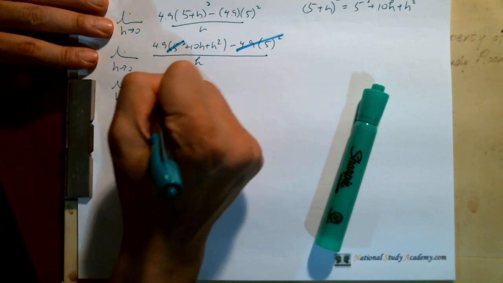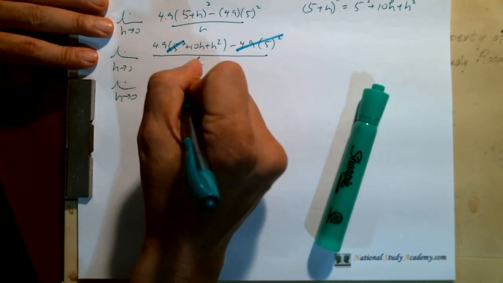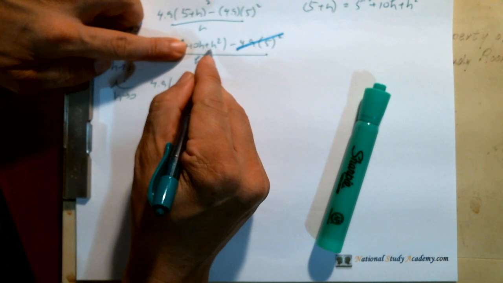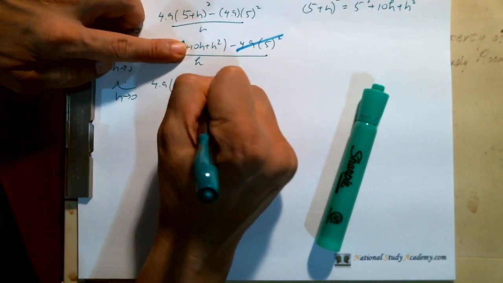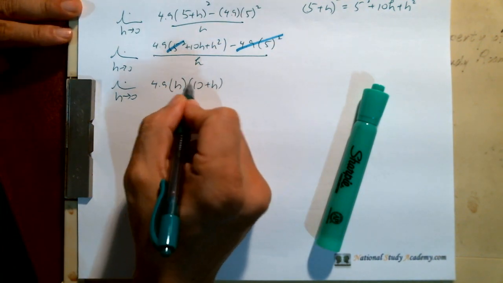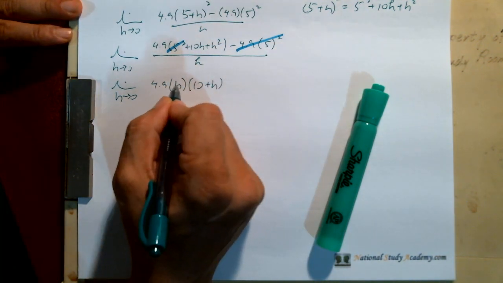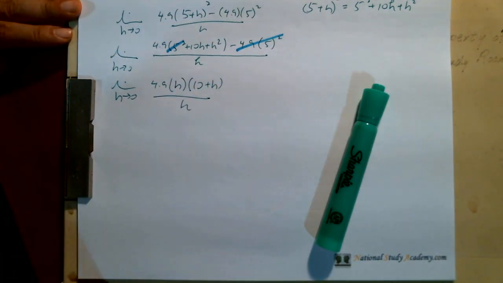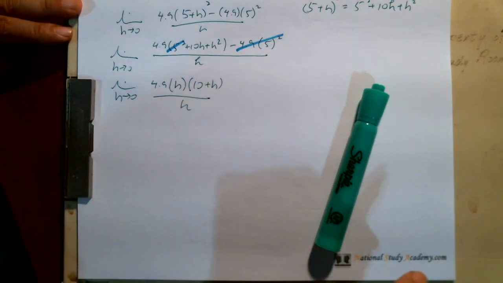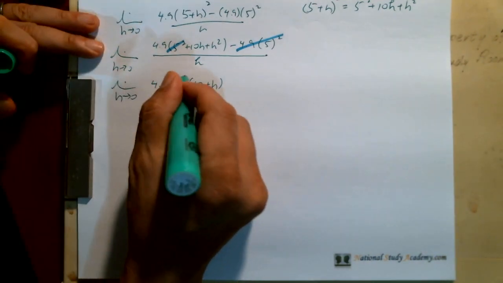So literally what you have is the limit as h approaches 0 of 4.9 times, I'm going to factor out an h here as well, h times (10 plus h). If you distribute this, you notice it's 10h plus h squared right over here, all over h. You see why I did that? Because now I can cancel out my h's.